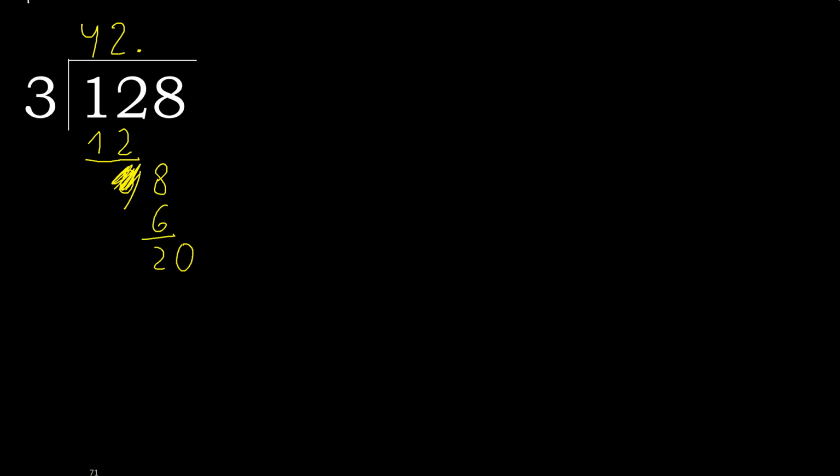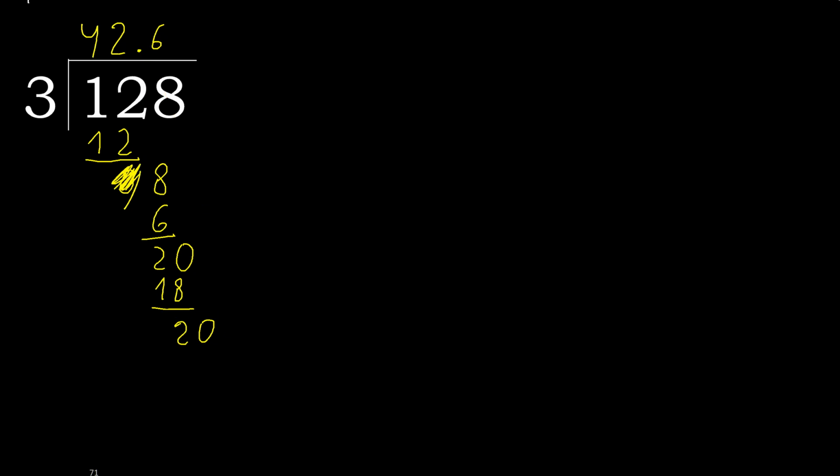20, 3 multiplied by 7, 21, 21 is greater. Multiply by 6, 18 is not greater. 20 minus 18 is 2, complete, complete the point, the point is here.